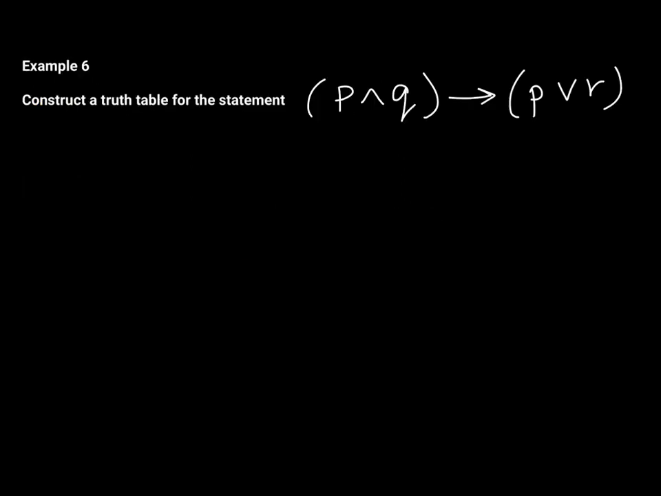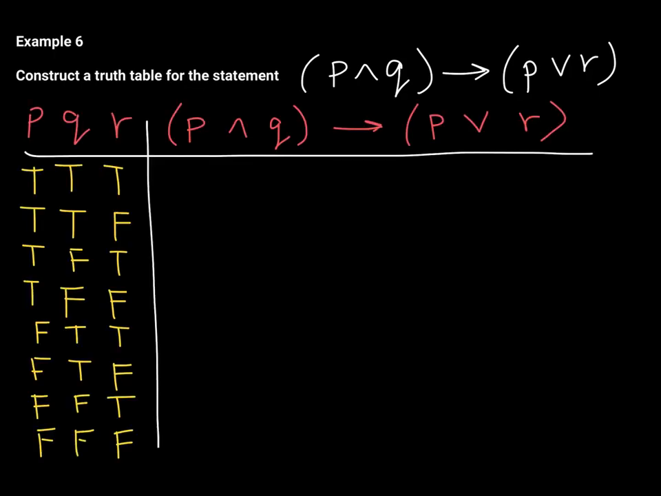All right, we have a brand new statement here. If P and Q, then P or R. All right, let's construct a truth table. You have 3 statements, P, Q, and R, so you're going to have 8 cases. All right, I have all 4 cases here.